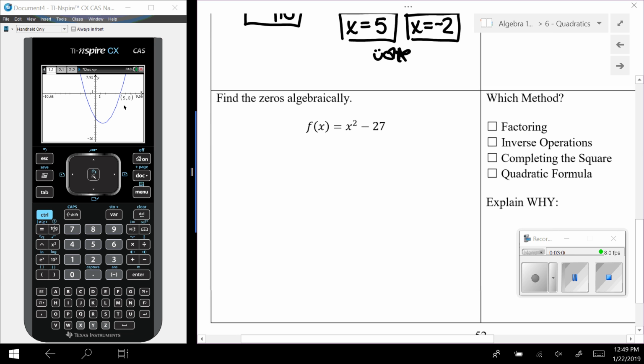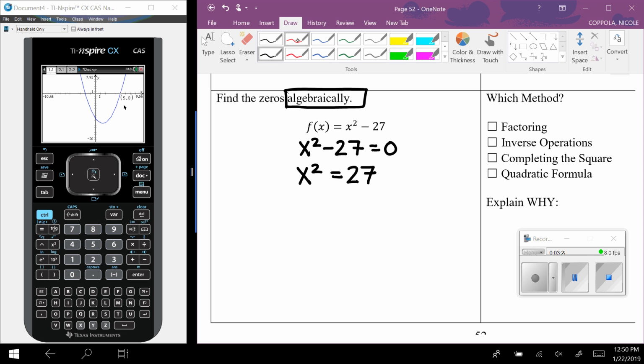All right. Find the zeros algebraically. So again, we need to do some form of algebra. When it says find the zeros, all that means is set that function equal to 0. These ones are my favorite. They are easy and they are quick, because there's no bx term, and because I only have 2 items, an x squared and a constant, I can move the constant over, and then we get to have so much fun.